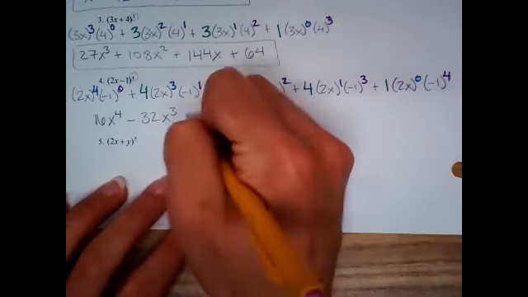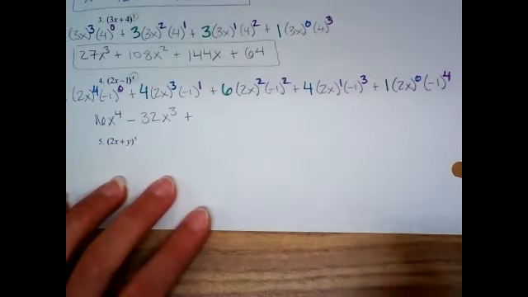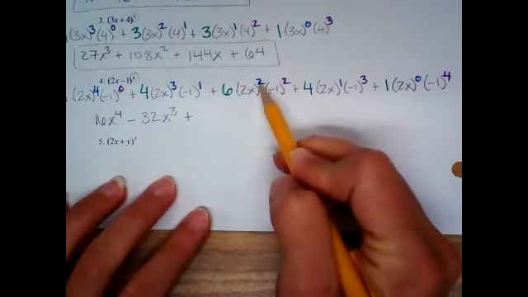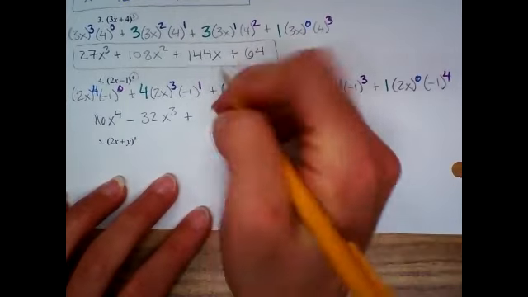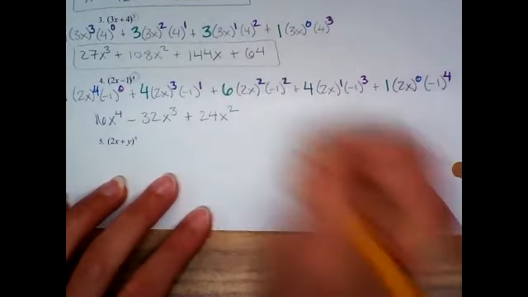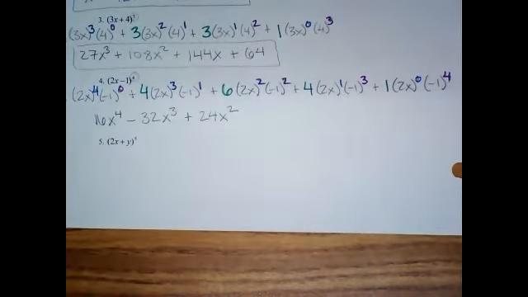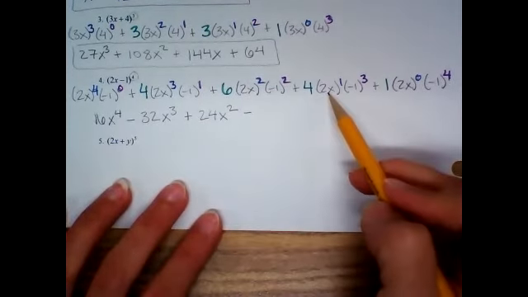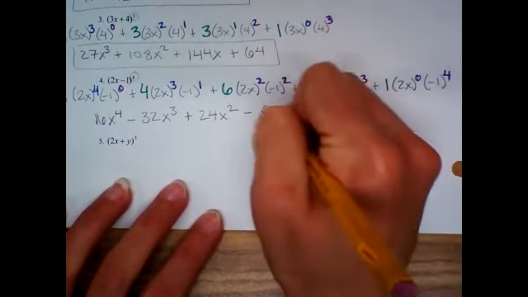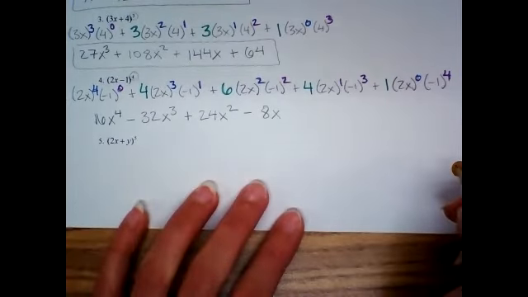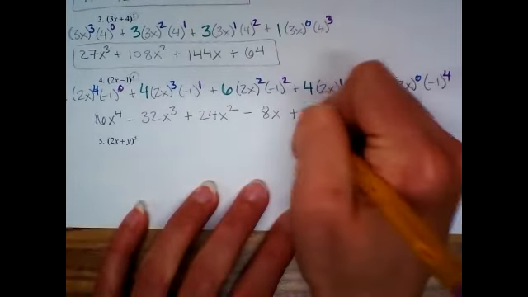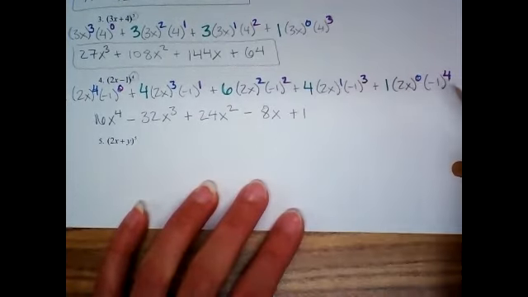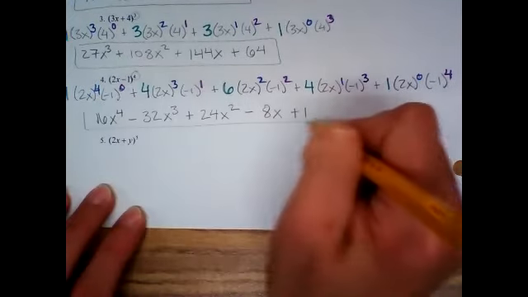-1 squared is +1. So this one's going to be plus. Again, it's going to alternate. 2 squared is 4 times 6 is 24. So 24x squared. -1 cubed would be negative. 2 times 4 is 8, so 8x. And then the last one would just be +1. Anything to the 0 power is 1. -1 to the 4th is just 1. So that would actually just end up being 1.